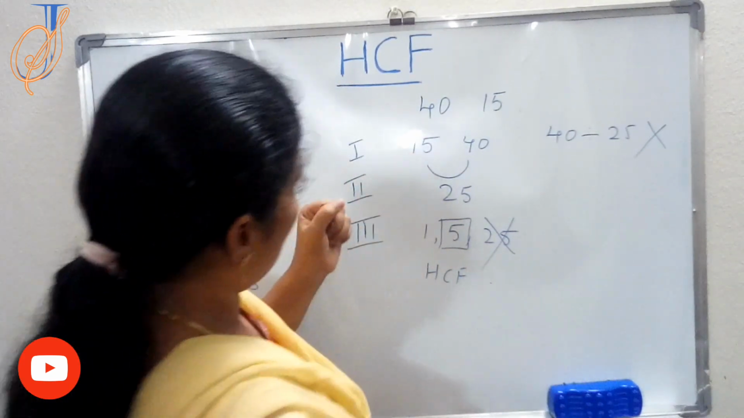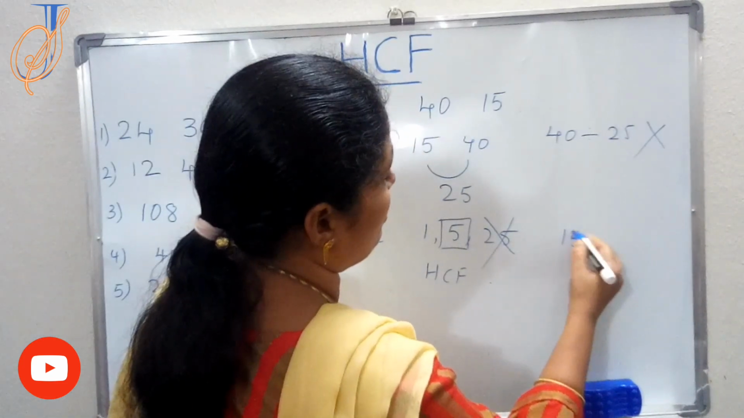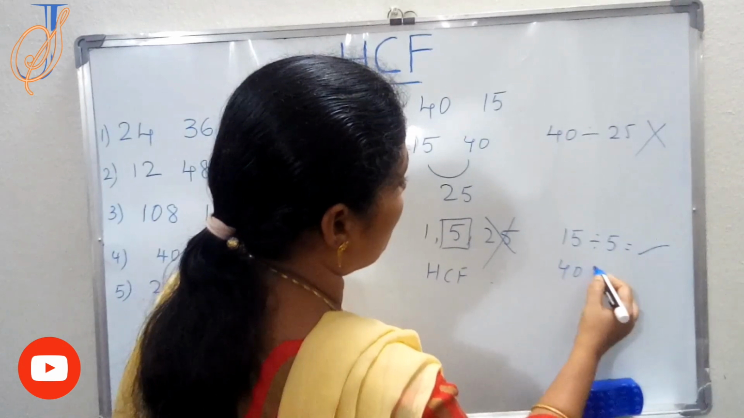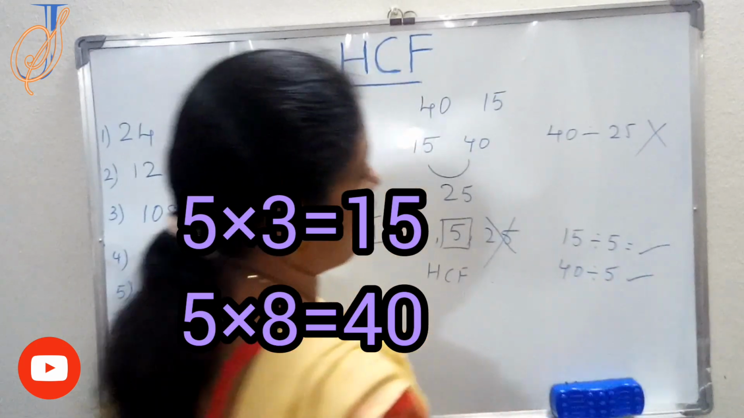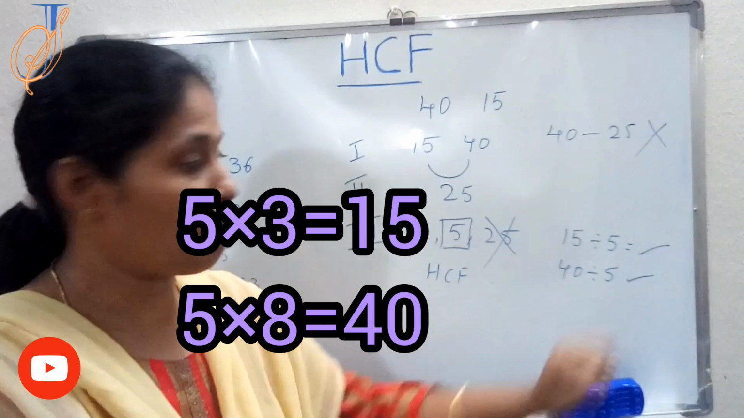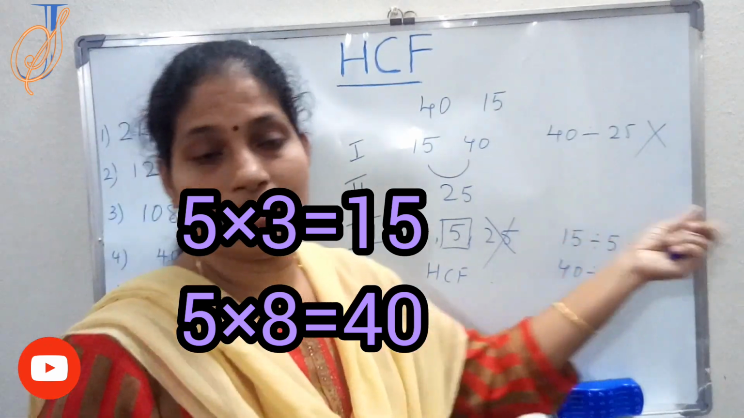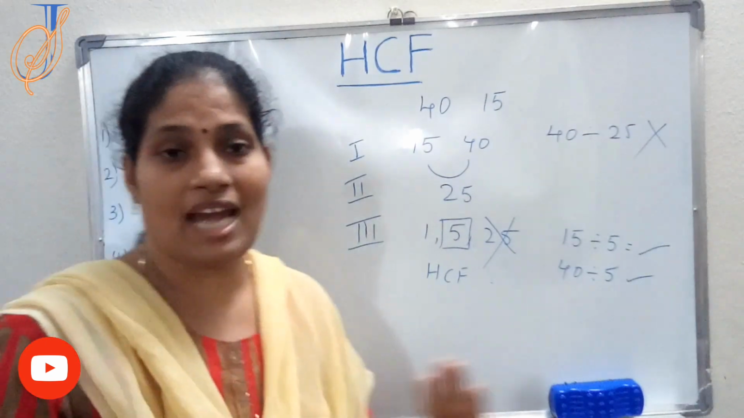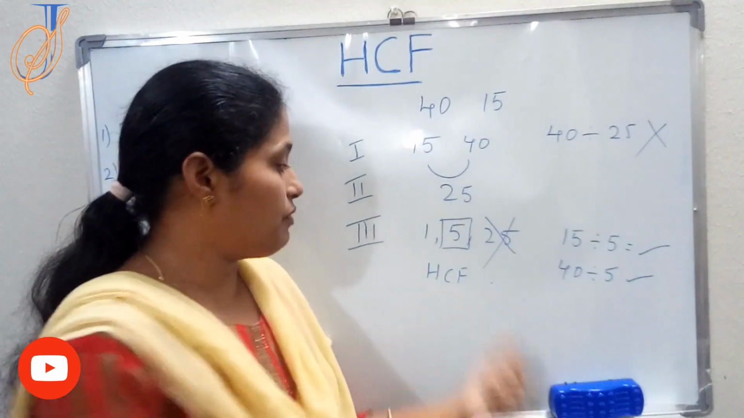Is 15 divisible by 5? Yes. Is 40 divisible by 5? Yes. 5 times 8 is 40. 5 times 3 is 15. So is divisibility satisfied? So our HCF is 5.